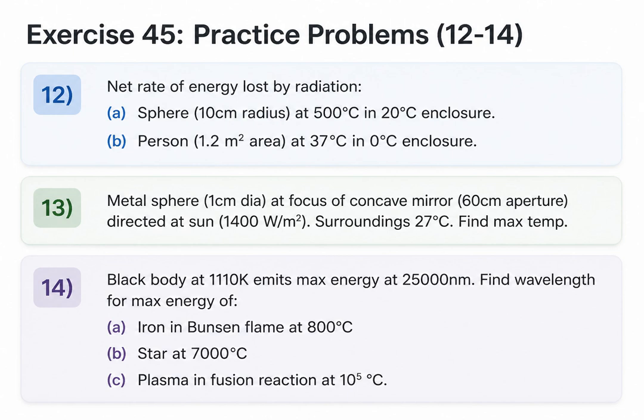Finally, question 14 applies Wien's displacement law. Given the peak wavelength for a black body at 1110 Kelvin, you must calculate the peak wavelengths for iron in a flame, a star, and fusion plasma, demonstrating how peak emission shifts to shorter wavelengths at higher temperatures.